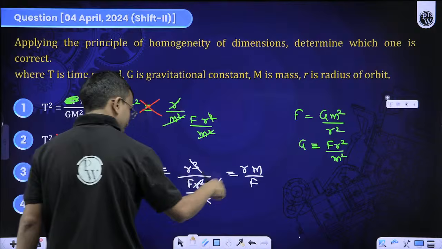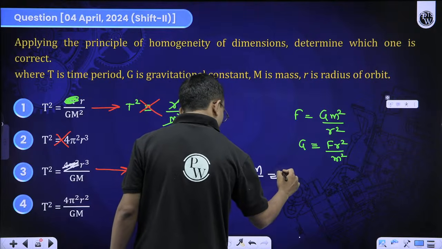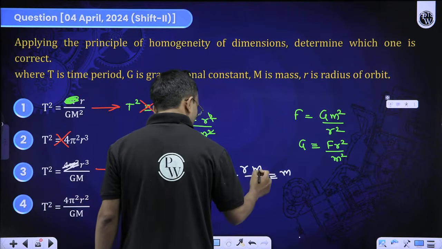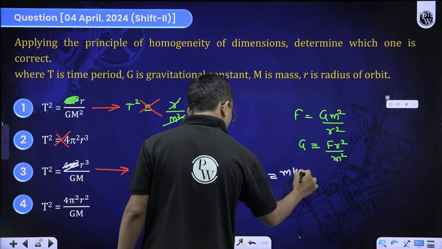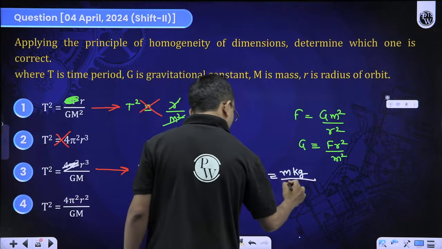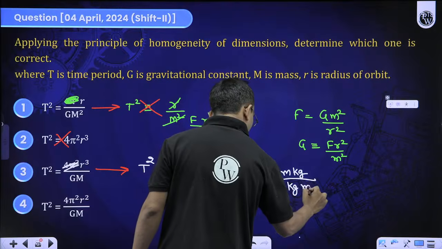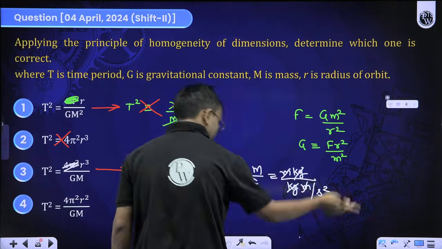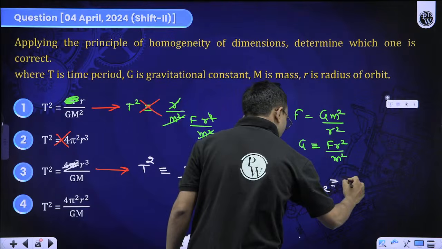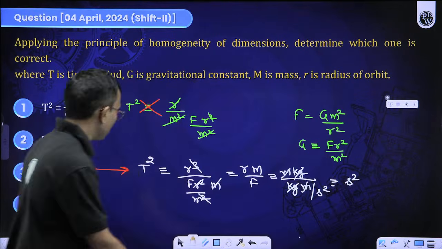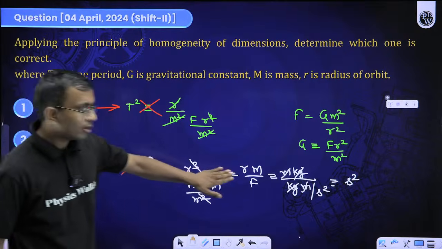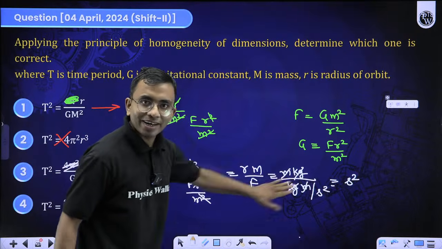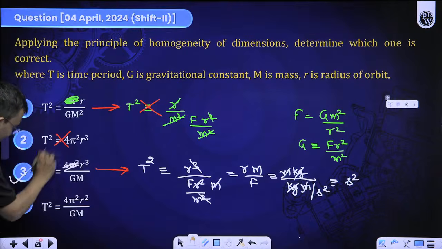Now write the units. What is the unit of r? Length, that is meter. For m, kg, divided by, for force, that is kg meter per second square. So kg meter per second square will go in the numerator, just second square. T square, time square, same, it is matching. Yes, it is matching, so the third one is correct.